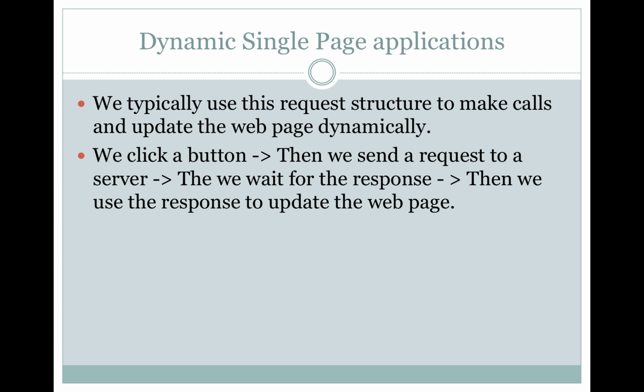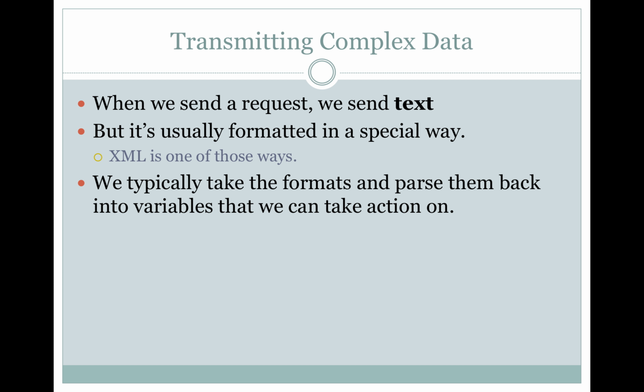Onto some other information about transmitting objects. So one of the special things about how we send this data is that we're more or less always sending text. That's really all we can send, period. But it's almost always formatted in a special way. It's not just raw unstructured text. Similar to how we get an HTML document back, it's all just text. It's formatted in a special way called HTML. Same thing with JavaScript and same thing with CSS.